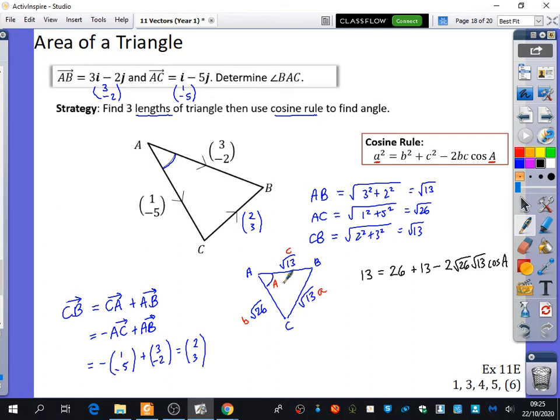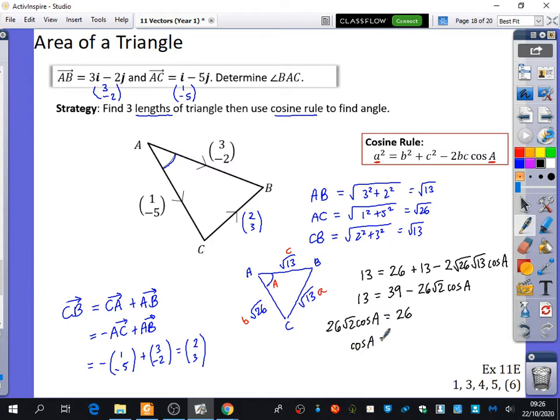So if we just do a little bit of simplifying, we've got 13 equals 39 minus, I'm just going to grab my calculator, 2 times root 26 times root 13 minus 26 root 2 cos A. So when I rearrange this, I've got 26 root 2 cos A equals 39 minus 13, which is 26.